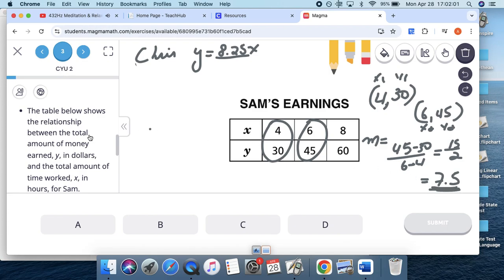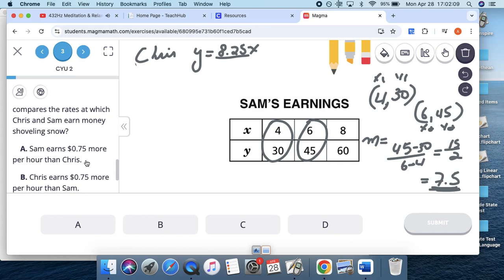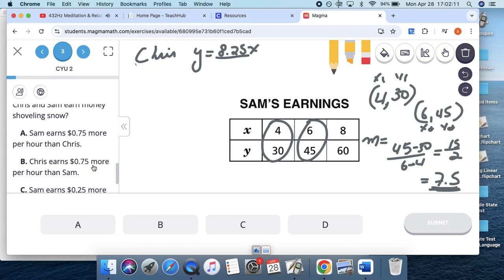So who makes more? Chris makes more. So Sam earns 0.75 more than Chris. No, he doesn't. Sam actually makes less. Chris earns 0.75 more per hour than Sam. That's correct. Look, Chris makes 8.25. Sam makes 7.5 an hour. So that's a difference of 75 cents. And we're going to just choose B.